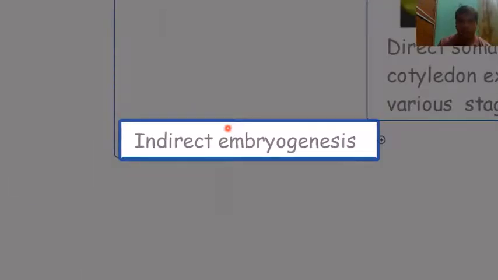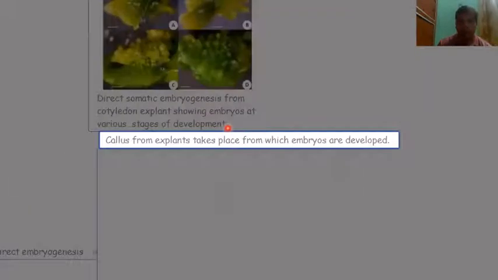Then we can have indirect embryogenesis. Indirect embryogenesis is just the opposite of direct embryogenesis. Here the callus phase is there, because the explant first develops into a callus, and from the callus we get the embryo form.